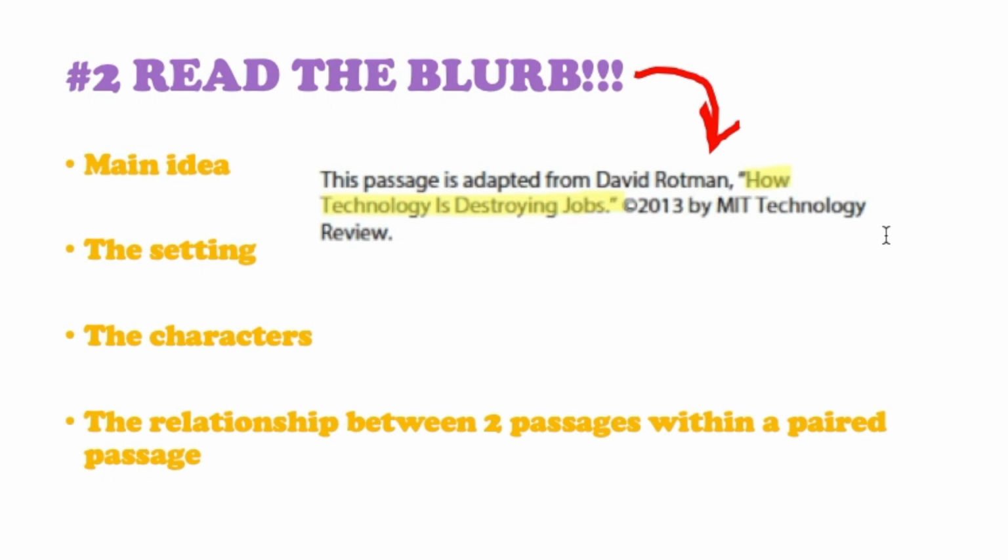Some people skip the blurb to cut on time consumption, but I don't think you should, because through the blurb you could get a glimpse of the main idea if you're lucky enough, the setting of the passage, when and where everything happened, the characters, and the relationship between 2 passages within a paired passage. Are they both agreeing, or are they disagreeing, or is one elaborating on the other one? Maybe the name of the author could spark a certain memory of something you've read or you're familiar with. Most of the time you'll extract useful information from the blurb, so don't skip it, otherwise you'll be reading some sort of mumbo jumbo.